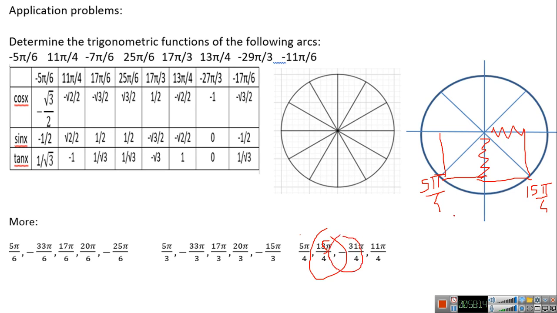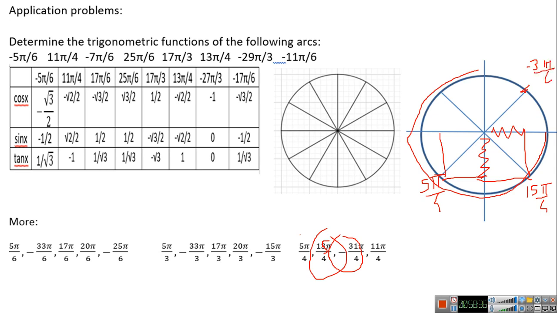Here I want minus 31 pi over 4. 8, another 8, I'm moving negative. Minus 8, minus 16, minus 24. From minus 24 till 31 is minus 7, so 2, 4, 6, I'm moving negative. So this is minus 31 pi over 4.